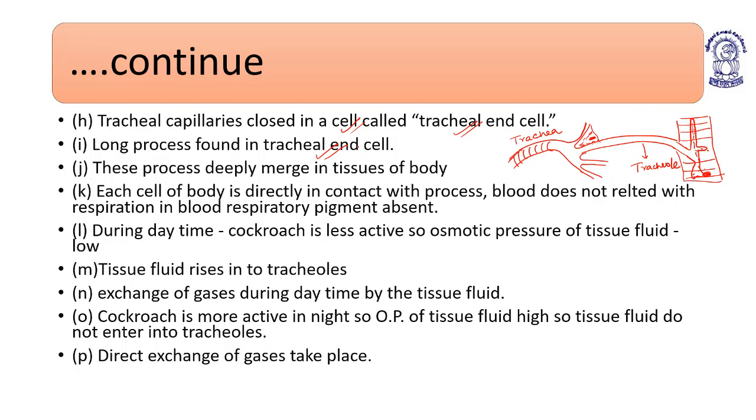The tracheal capillary is enclosed in a cell called tracheal end cell and has long processes. Now, these processes deeply merge in the tissue of the body, as you have seen in the diagram. Each cell of the body is directly in contact with a process. Blood is not related to respiration. That is why I told you in the very first slide that in cockroach, blood is not a respiratory pigment. Understood?